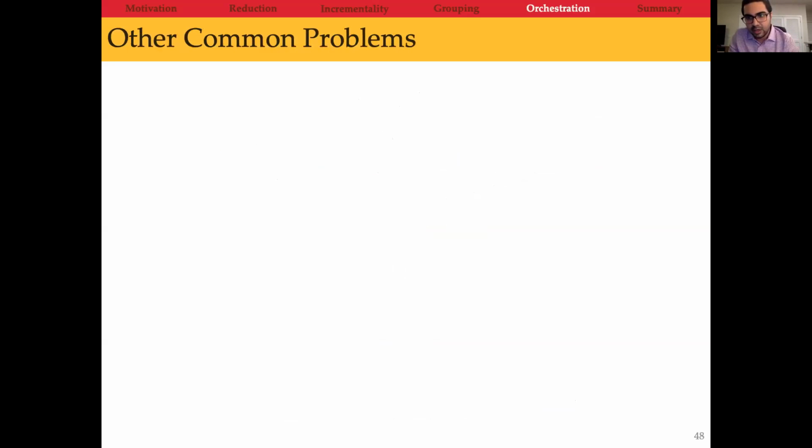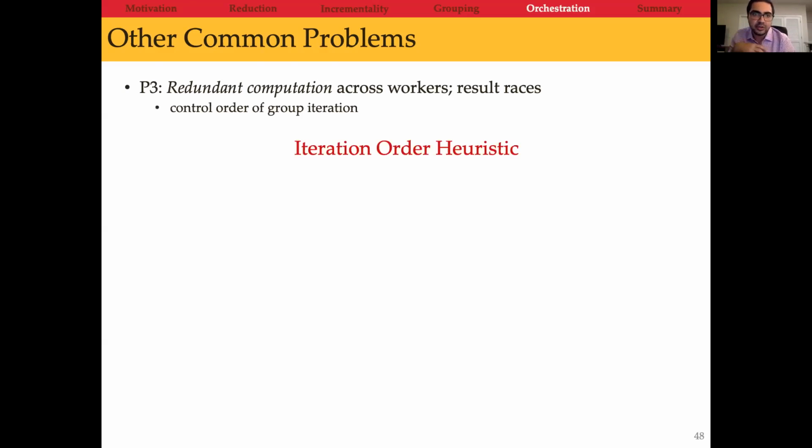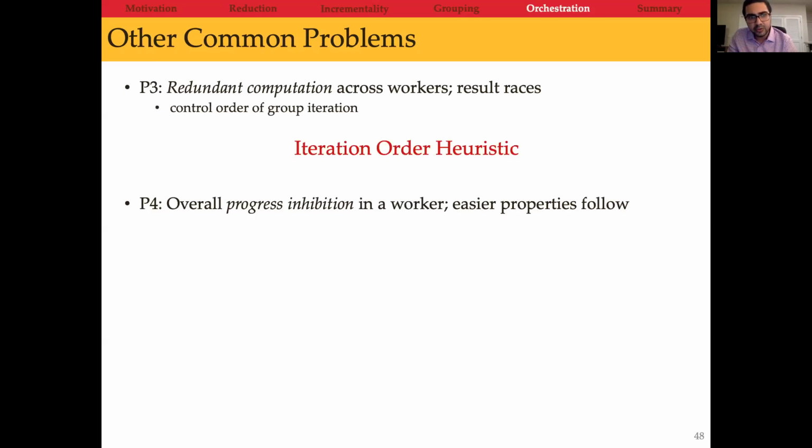There are several other problems that affect parallel verification strategies. I will not discuss them, but just list out the contributions. There is the problem of redundant computation across workers, which results in result races as to which worker finishes the task first. So we introduced this iteration order heuristic, which allows us finer grained control on the order in which groups are iterated for individual workers.